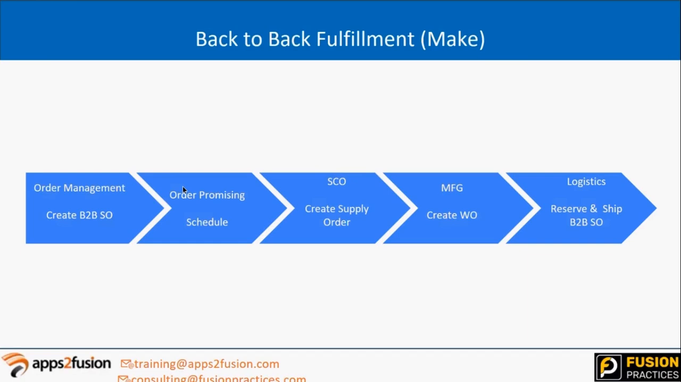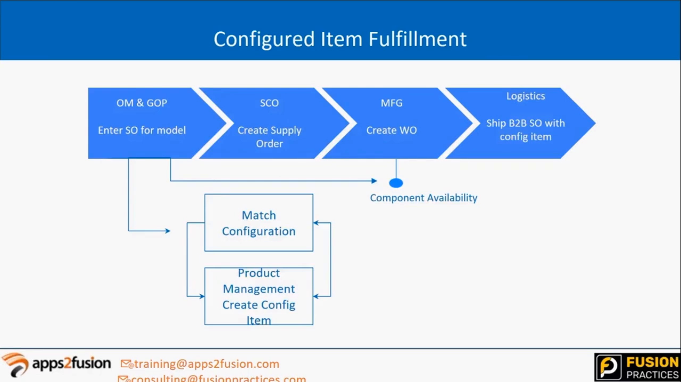Okay, now I will move to the next business flow. Next is the configured item flow. This is also a very interesting flow wherein you have a model and a star item is created the first time, and then you create the supply for the star item. In our flow today, the star item is going to be manufactured. You also have the option of procuring that star item like any back-to-back flow.